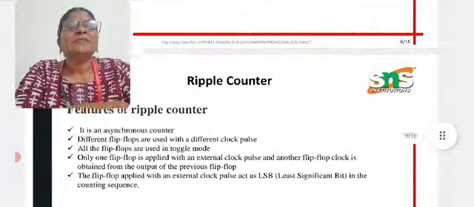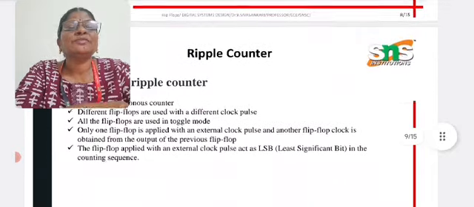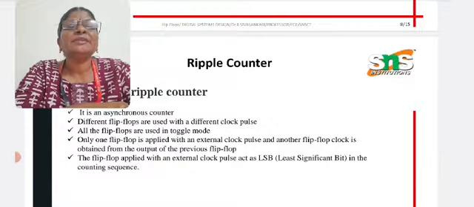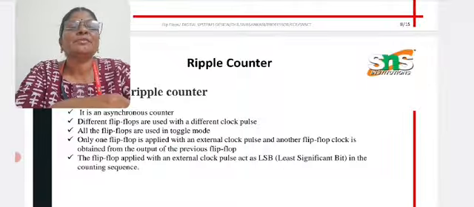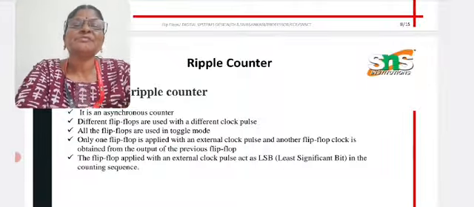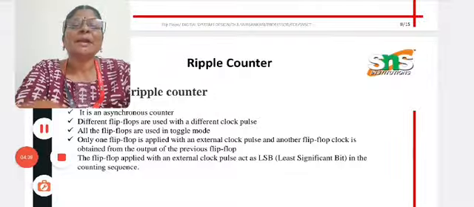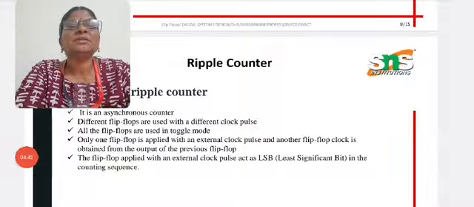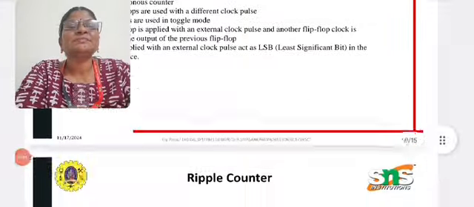Next, the features of the ripple counter. It is an asynchronous counter. Different flip-flops are used with different clock pulses. All the flip-flops are used in toggle mode. Only one flip-flop is applied with an external clock pulse, and the clock of the other flip-flops is obtained from the output of the previous flip-flop. The flip-flop applied with the external clock pulse acts as the LSB in the counting sequence.